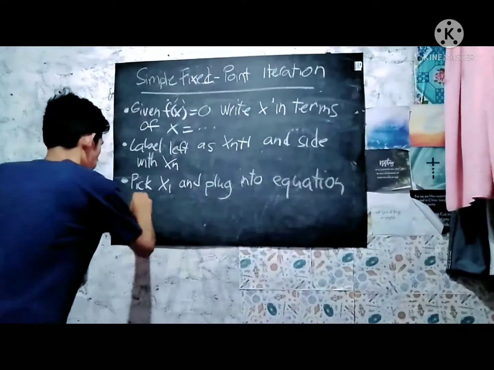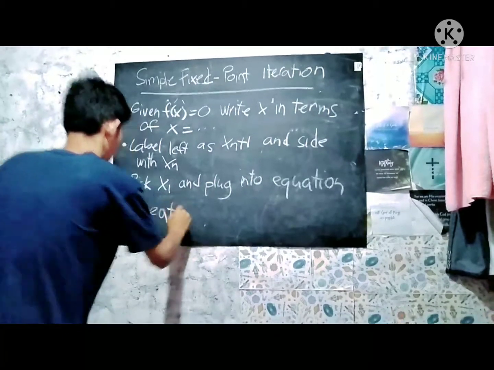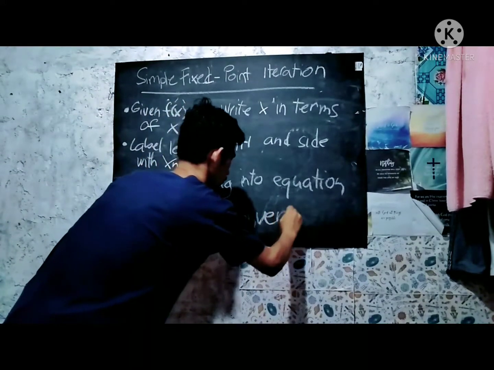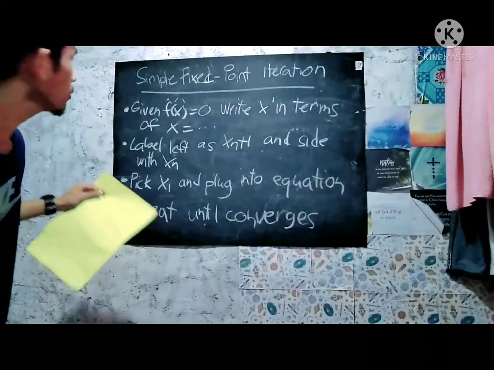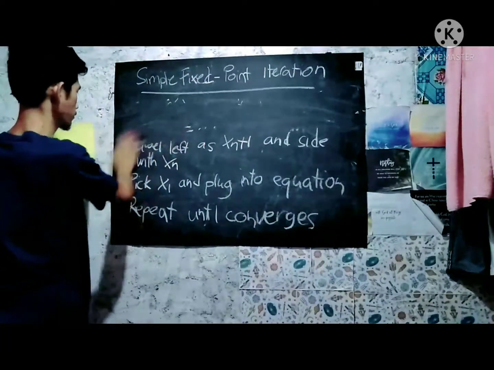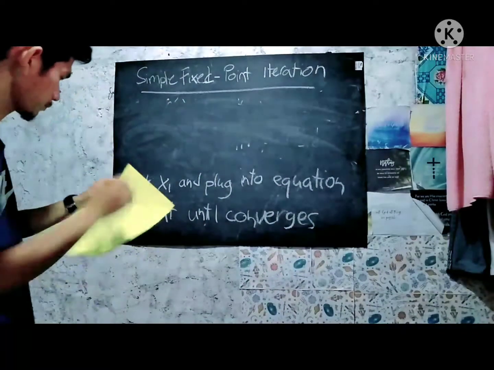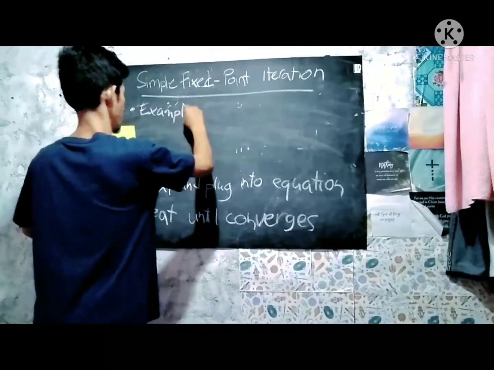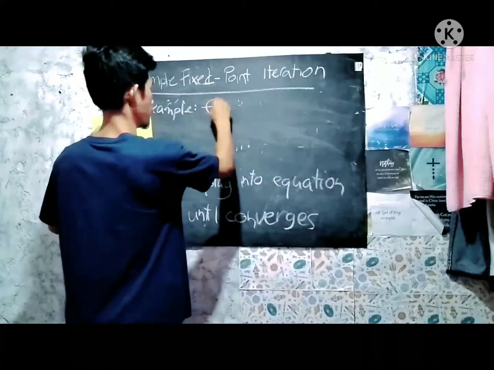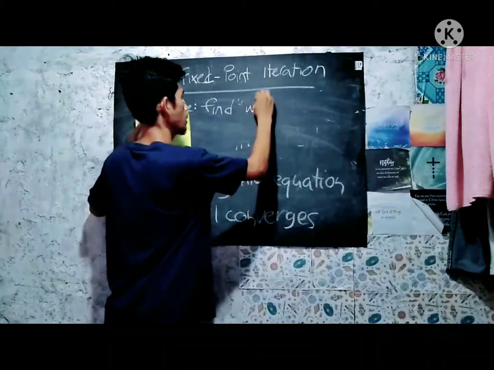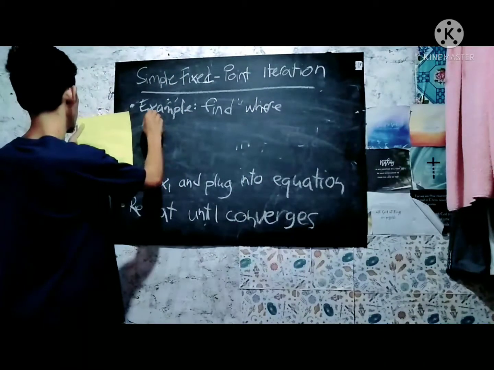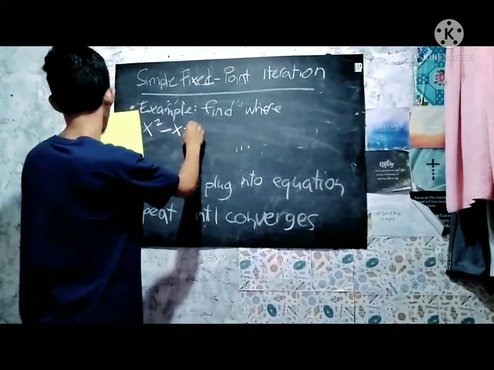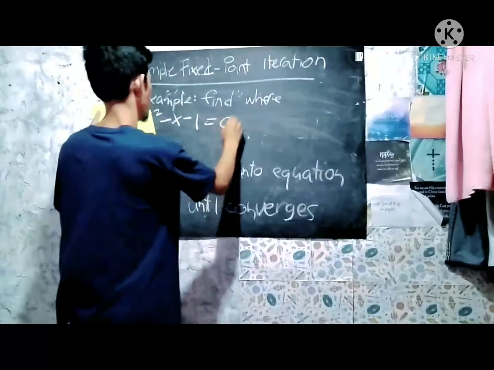Repeat, and then repeat until it converges. So let's go into an example. Find x where x squared minus x minus 1 is equal to 0.